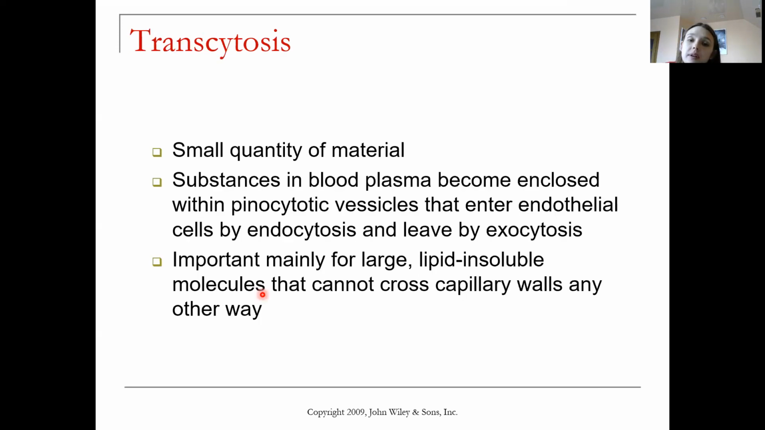Transcytosis happens with a small quantity of material. Substances in the blood plasma become enclosed within pinocytotic vesicles that enter endothelial cells by endocytosis and leave by exocytosis. So mainly by transcytosis, large molecules and lipid-insoluble molecules can be enclosed in pinocytotic vesicles, and then cross the endothelial cells and leave the vessels through the process called exocytosis.